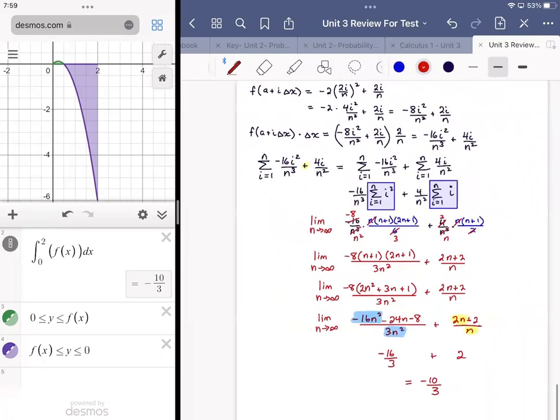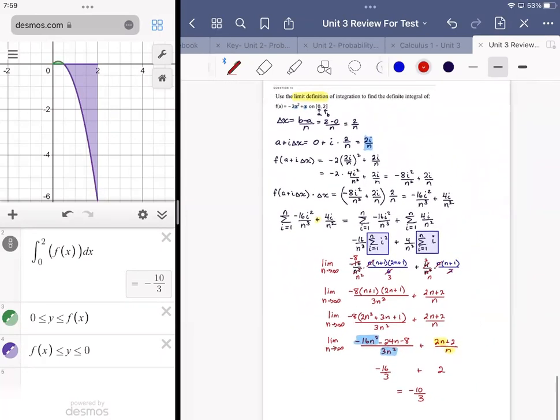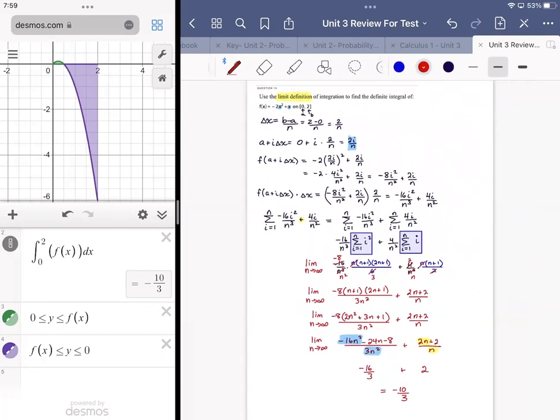All right, but that's the big one, obviously. I won't ask you anything that complicated, but you will have to do that process.